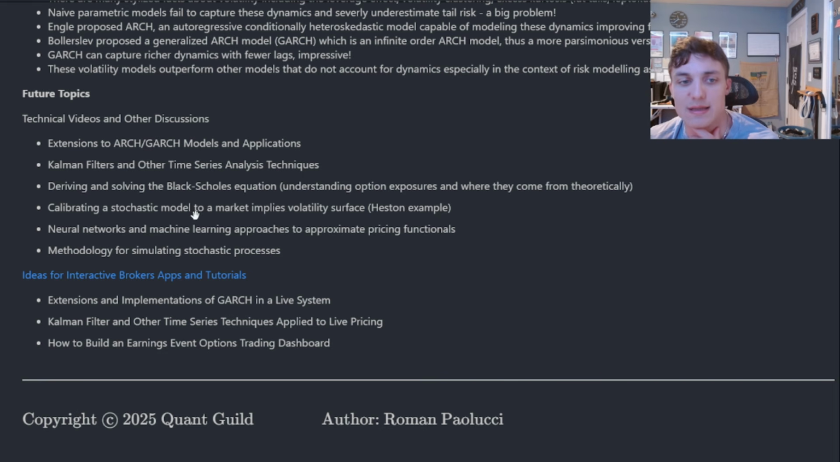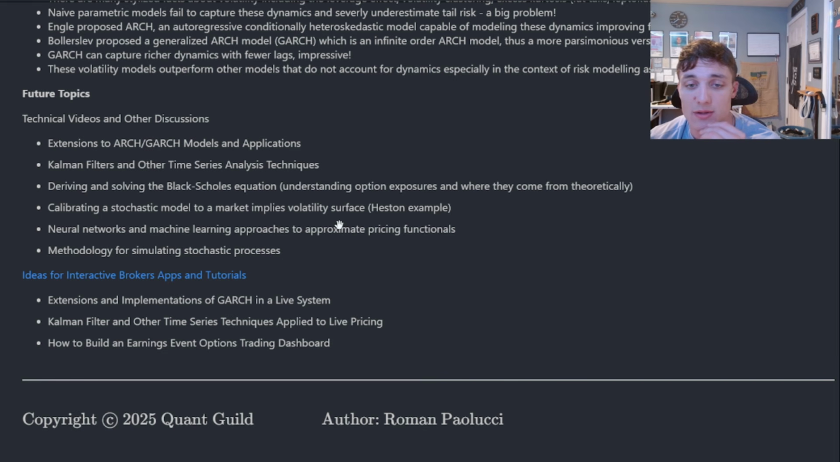More in the stochastic calculus space, deriving and solving the Black-Scholes equation. This was to get back into understanding option exposures theoretically, where they come from, understanding the Greeks, risk management, and so on and so forth. And this plays nicely into the calibration of stochastic models to go about extrapolating exotic prices. That's a very necessary component, understanding where these pricing PDEs come from theoretically in terms of structure and argument. I know we've talked about pricing exotics in the past, and I still need a dedicated video on the calibration of such models to a market implied volatility surface.